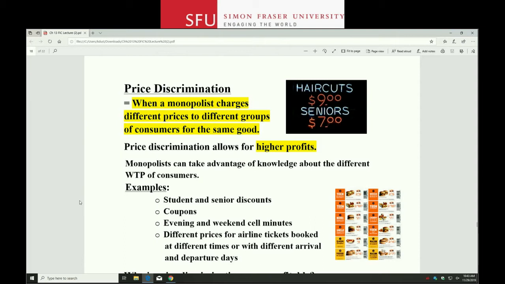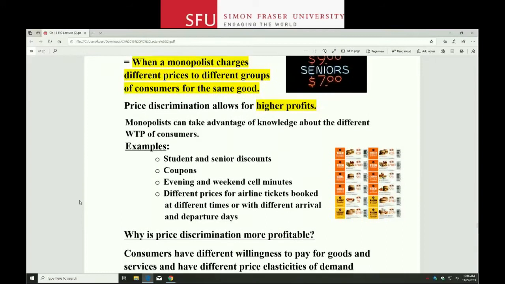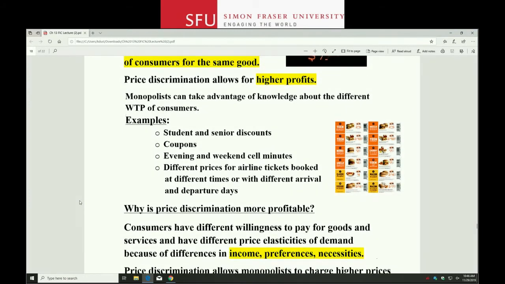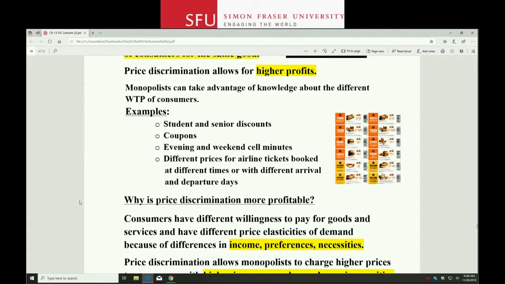Okay. So they're looking for differences in elasticity and income. What I was talking about before with student and senior discounts, right? It's about an income difference. They know that students and seniors have a lower income. So the firms are trying to figure out and price accordingly, to take advantage of differences in people's income and preferences and necessities.